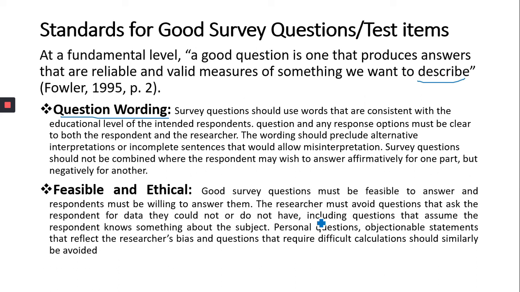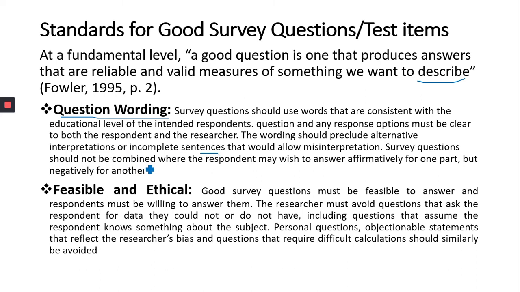heat transfer systems, concepts of what, those big things. You must take cognizance of the education level of your respondents. The questions must be clear, and responses must be clear. Responses must also be clear to both the respondent and researcher. The wording should preclude alternative interpretations. You must not ask questions with multiple interpretations or incomplete sentences that would allow misinterpretation.